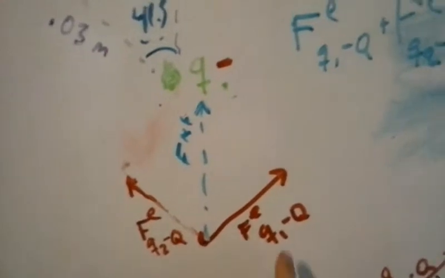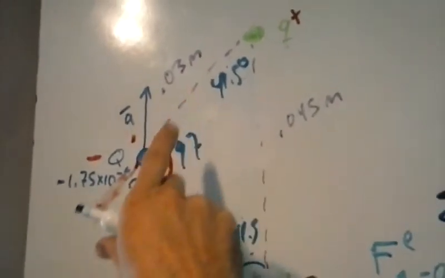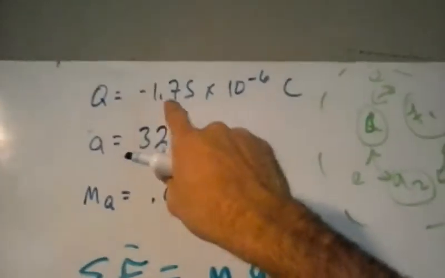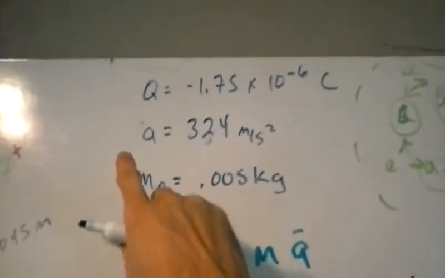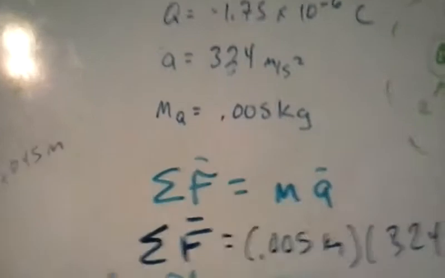The next one, Fe Q1 on Q, has to be attracting, which makes Q1 positive. I have to have my force of Q1 on Q in this direction so that my y component is in the same direction as the acceleration, or the same direction as the net force, which are the same direction. So I converted Q from nanocoulombs or microcoulombs to coulombs, so that gives me 1.75 times 10 to the negative 6th. I know the acceleration magnitude is 324 meters per second squared, and I know the mass of Q.